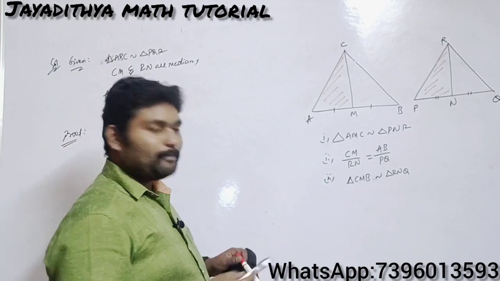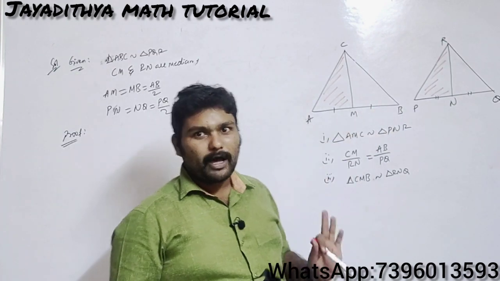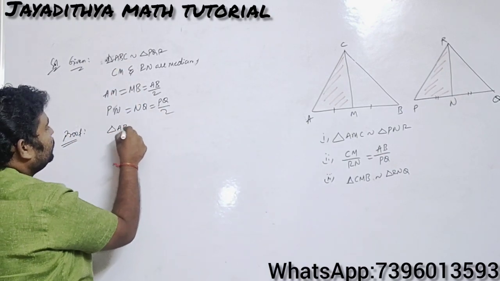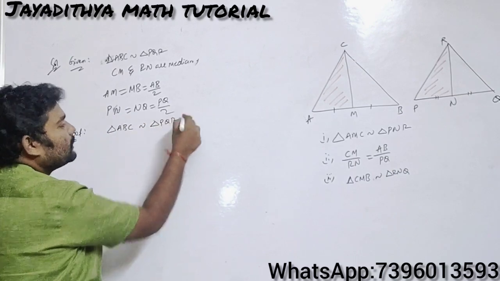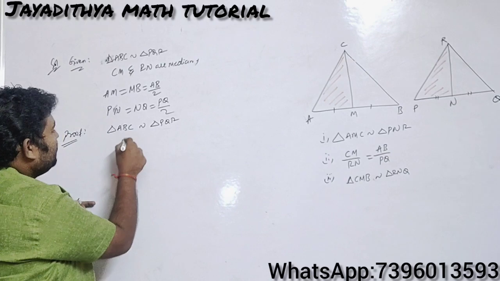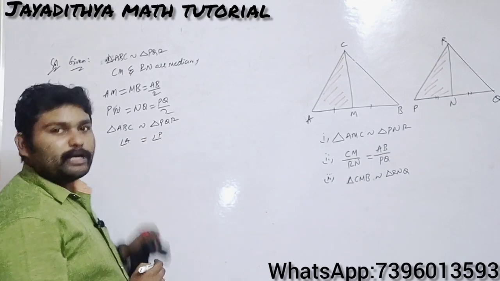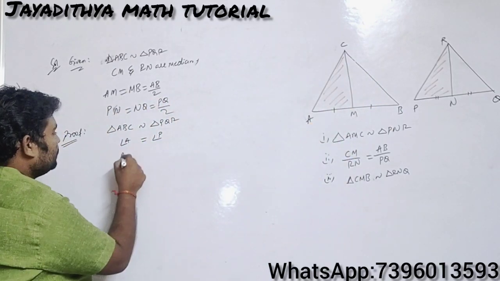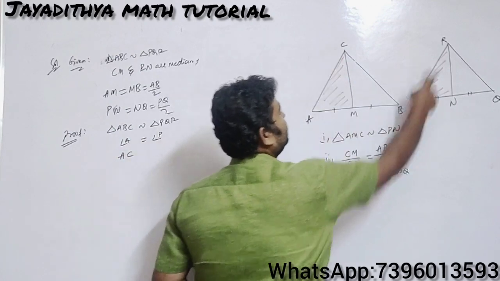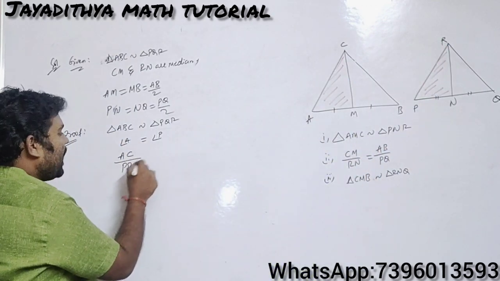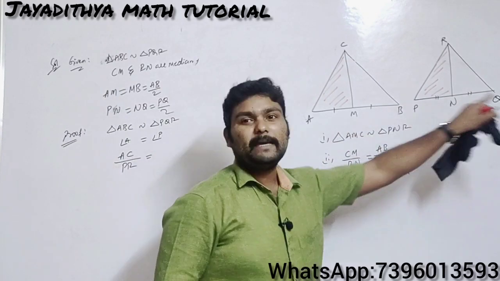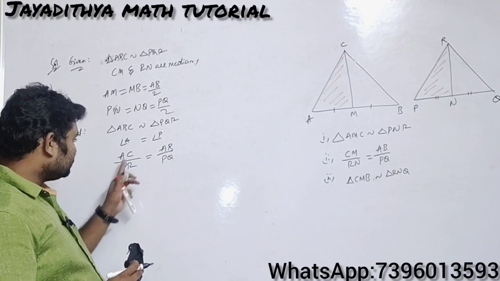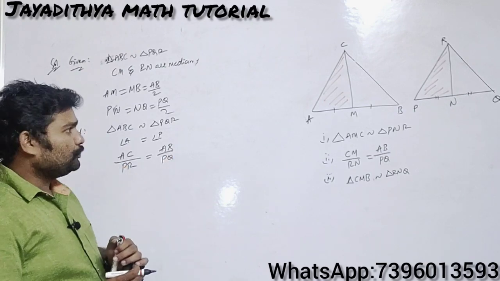For that reason, what I am doing here, you see, in both the triangles, what can you observe? In triangle ABC, we know that triangle ABC is similar to triangle PQR. From this, I can take angle A is equal to angle P, corresponding angles are equal. And the other one is AC by PR. AC is this side, and PR is this one. So AC by PR will be equal to AB by PQ. See here what you have done: AC by PR is equal to AB by PQ.